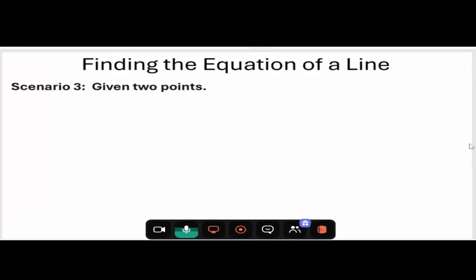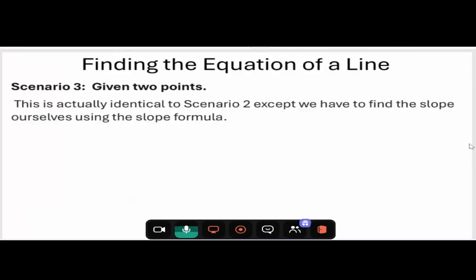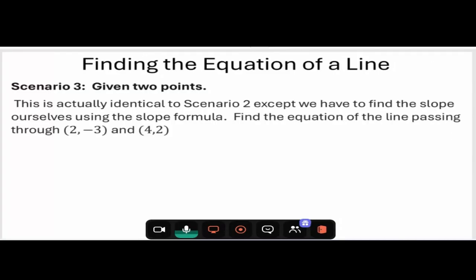Scenario number 3, given 2 points. This is actually identical to scenario 2, with one change. We don't know the slope, so we have to find it ourselves, right? Can we find the slope with 2 points? Yes, we can, by using the slope formula. So find the equation of the line passing through 2, negative 3, and 4, 2.